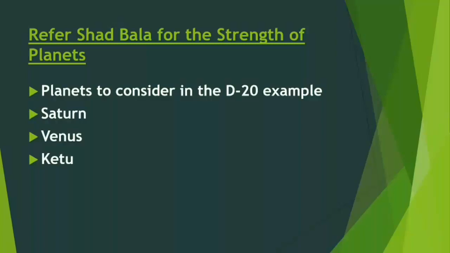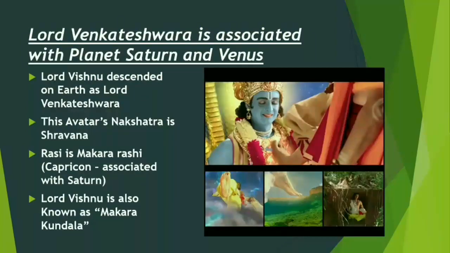So now you can see that Saturn, Venus and Ketu are the planets to be considered to come to a conclusion. You can refer to the Shadbala also. Whenever you consider some planets, check the Shadbala to see which planet is the strongest one. So here I am considering Saturn, Venus and Ketu. This native is a big devotee of Lord Venkateshwara, Lord Srinivasa. If you don't know, let me tell you that Lord Venkateshwara is an incarnation of Lord Vishnu in Kali Yuga.